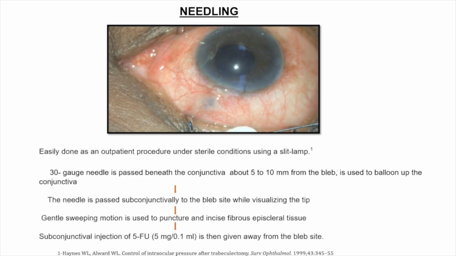So needling can be done easily as an outpatient procedure under sterile conditions on a slit lamp or in the operating theater. A 30 gauge needle is usually passed beneath the conjunctiva about 8 mm from the bleb and is used to balloon up the conjunctiva. Then we wait for 10 minutes, and then the needle is passed subconjunctivally to the bleb site, visualizing the tip and using a sweeping motion. It's used to puncture and incise the fibrous episcleral tissue.